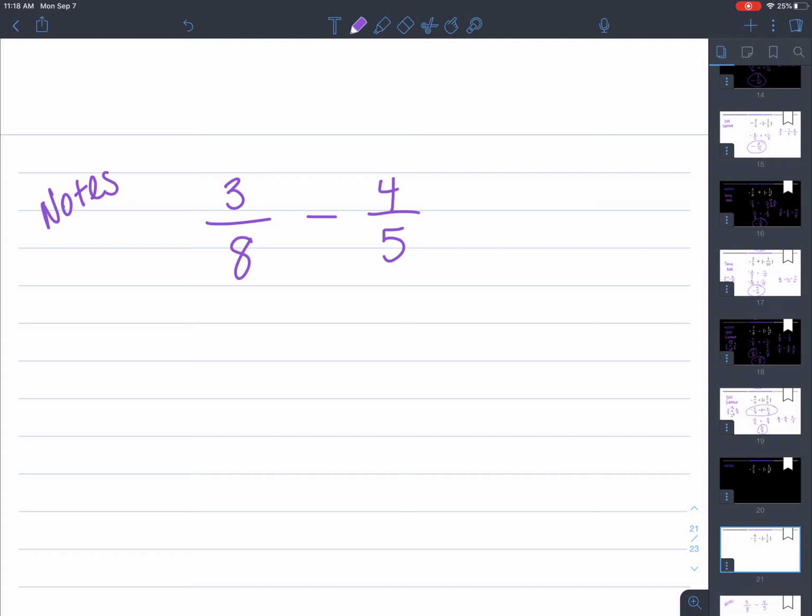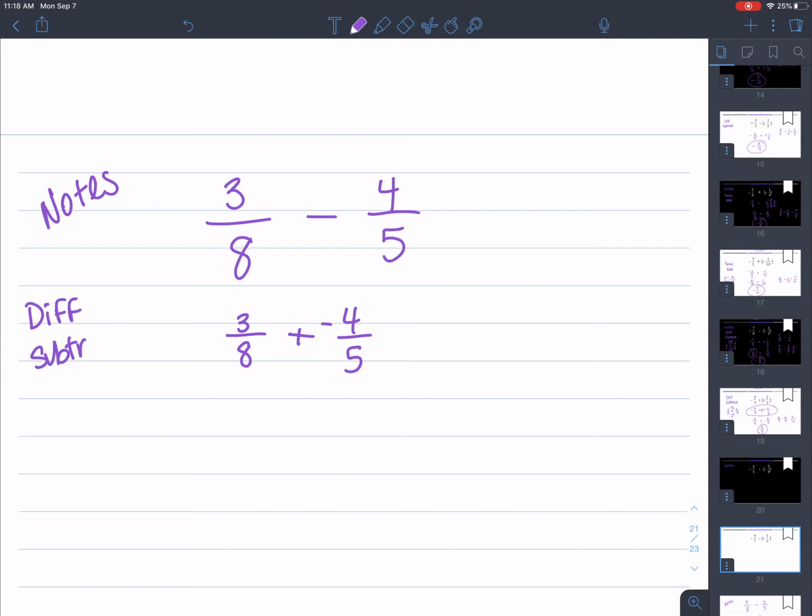So we have 3/8 minus 4/5. Now remember, we can rewrite this subtraction problem as an addition problem, but we do have to change. I'm going to rewrite it down here so that you have both in your notes. We can rewrite this as, instead of subtracting 4/5, adding negative 4/5. It doesn't matter either way. So we have 3/8 and negative 4/5. These are different, so we're going to have to subtract them.